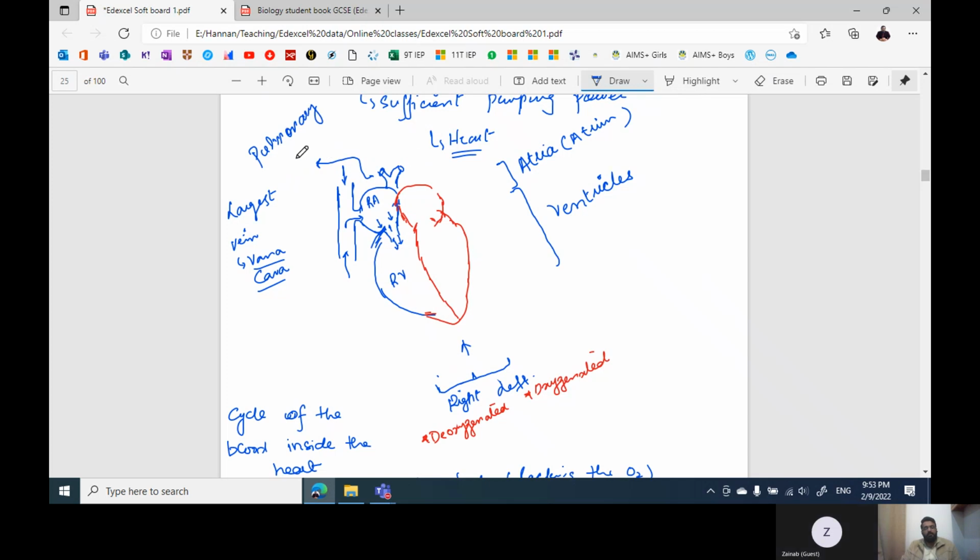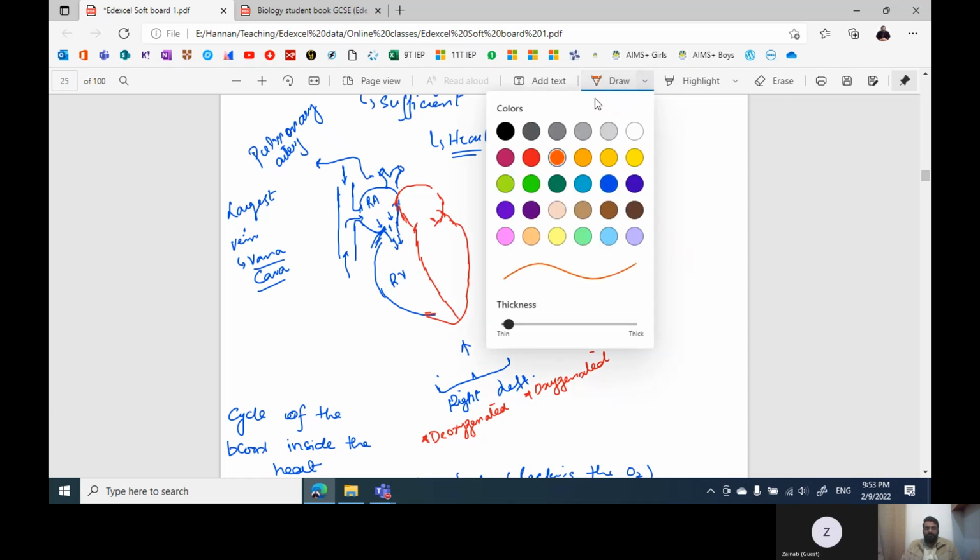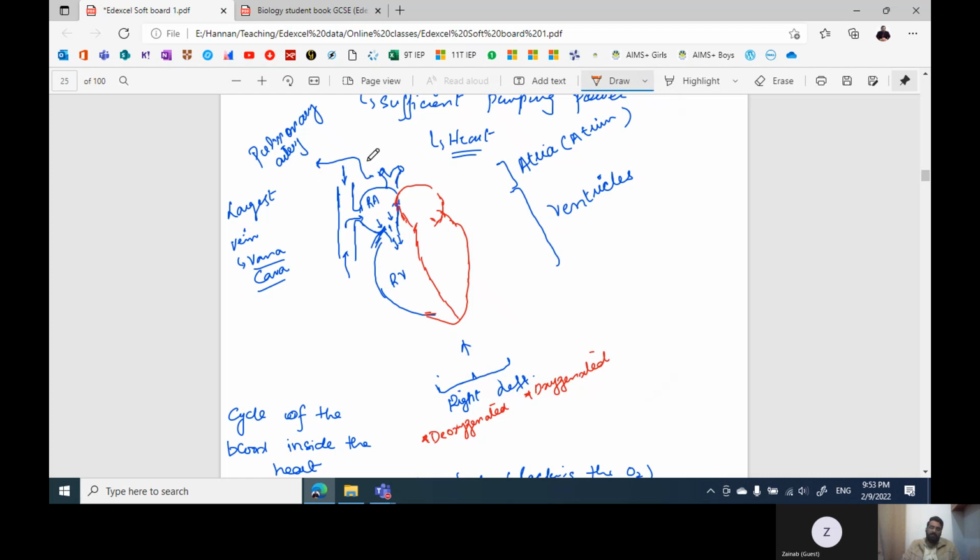Pulmonary vein. Pulmonary artery, because these are taking the blood away from the heart towards the lungs. So the pulmonary arteries would receive the blood from the right ventricle, and these would reach towards the lungs. Once the pulmonary artery has reached the lungs, it would now turn into capillaries. The lungs are completely filled with capillaries.